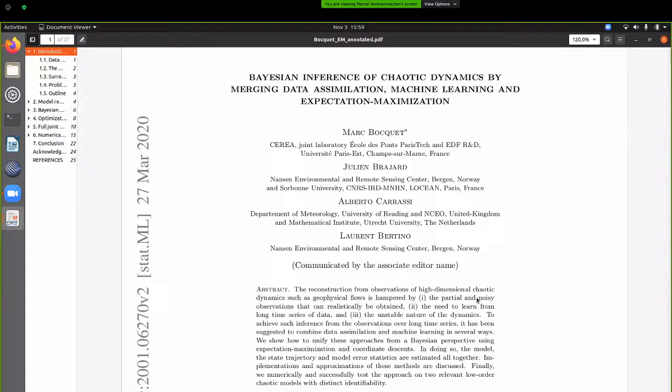Bayesian inference of chaotic dynamics by merging data assimilation, machine learning, and expectation maximization. So the title already tells you we have pretty much the same ingredients: chaotic dynamics, we're going to look at Lorenz 96 again, data assimilation and machine learning, which were the two building blocks of the algorithm from last time, with an EnKF for the data assimilation and a neural network for the dynamics. And the new thing here is really this expectation maximization algorithm, which is like the original form of the thing in terms of probabilistic modeling.